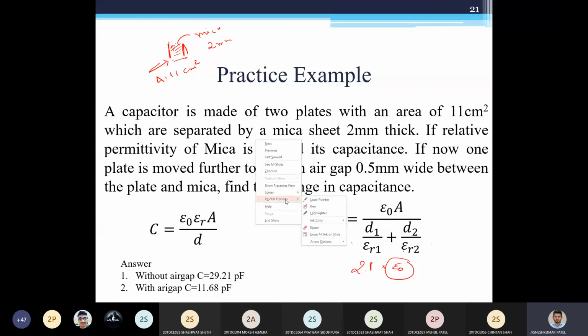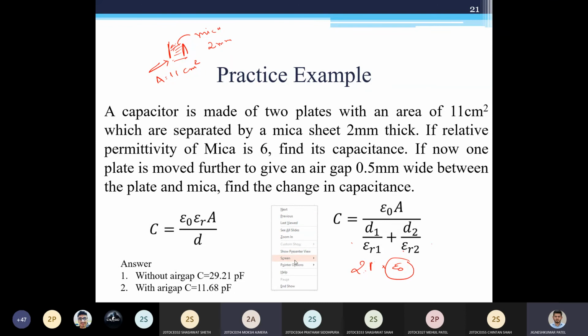We can also use the formula specially made for air, no issue in that. You will get the same answer in both cases. But that formula is a little bit complex. If you have both the thicknesses available, we can easily do this. Here we have 2 mm mica and 0.5 mm air.